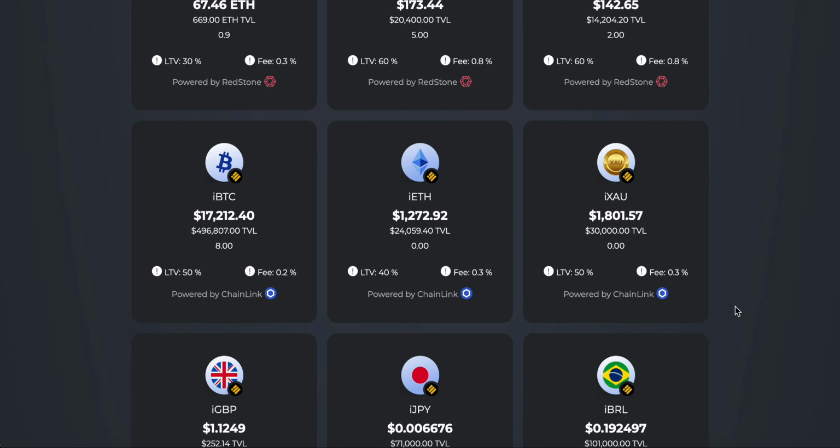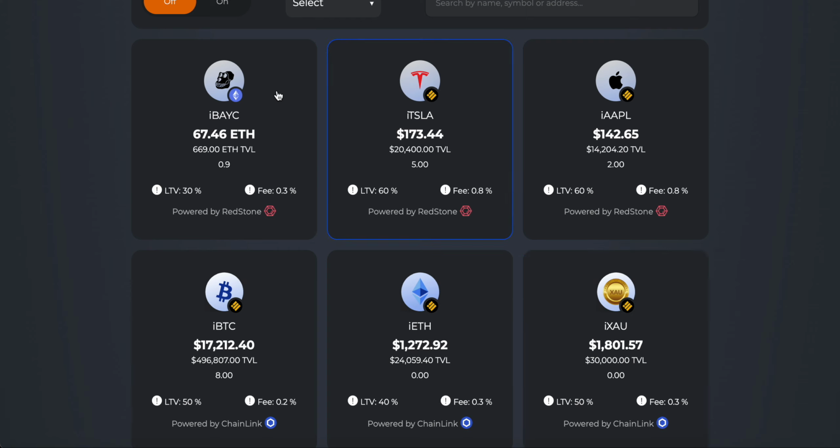We have 9. Here, this is a peculiar one because this represents the NFT collection of the Bored Ape Yacht Club and not the token ape. Really important. The synthetic token tracks the floor price from OpenSea of the NFT collection itself, so it is an NFT token.